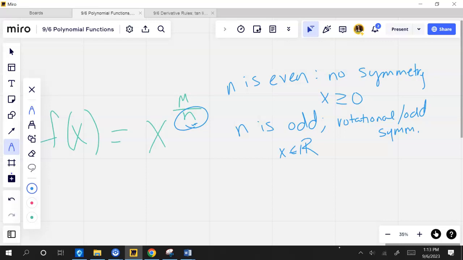Anything. Yes, it can be negative. Yes. Negative, rational, all that. It can be anything. As long as that denominator is odd, it can be anything. This is x is a member of the real number set. Just do a C with a line in the middle.